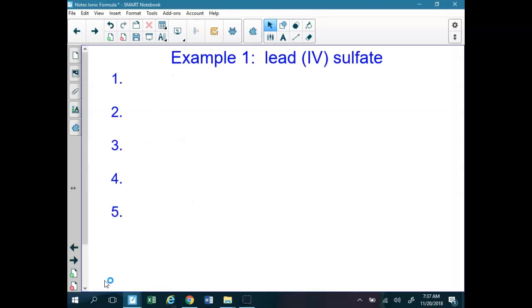Let's look at our first example. All right, so we're going to start with this example. Everybody on page 3 and see example 1.